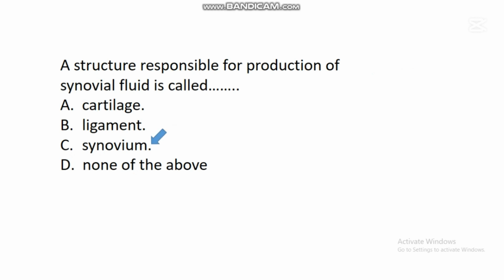Synovium. So synovium is a structure that helps in production of synovial fluid. The synovium can also be called synovial membrane. So this structure plays a great role in production of synovial fluid, and if this structure is having problems, or if anything goes wrong in the synovium, definitely production of synovial fluid will be affected negatively.